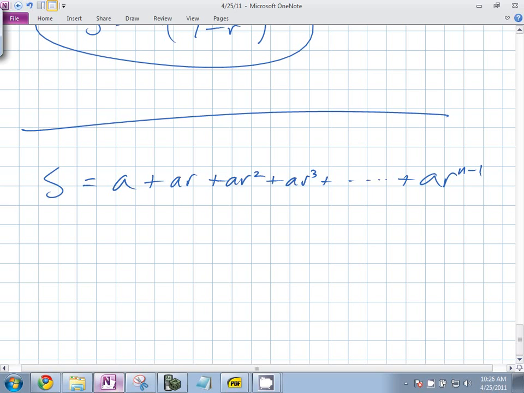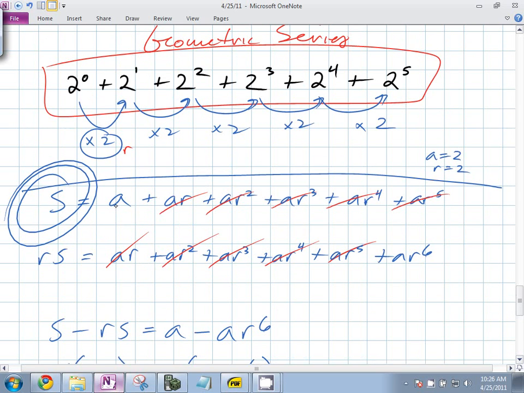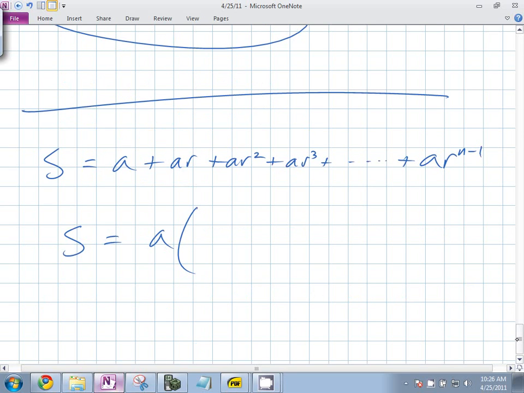S is going to be equal to A times... remember, how many terms did we have before? We had A with R to the 0 power all the way to the 5th. So in this case n minus 1 was 5, but it turned out that the formula you needed was 6. So if n minus 1 is 5, what is 6? It's n, 1 greater, right? So what does the formula actually become? A times (1 minus r to the n) over 1 minus r.